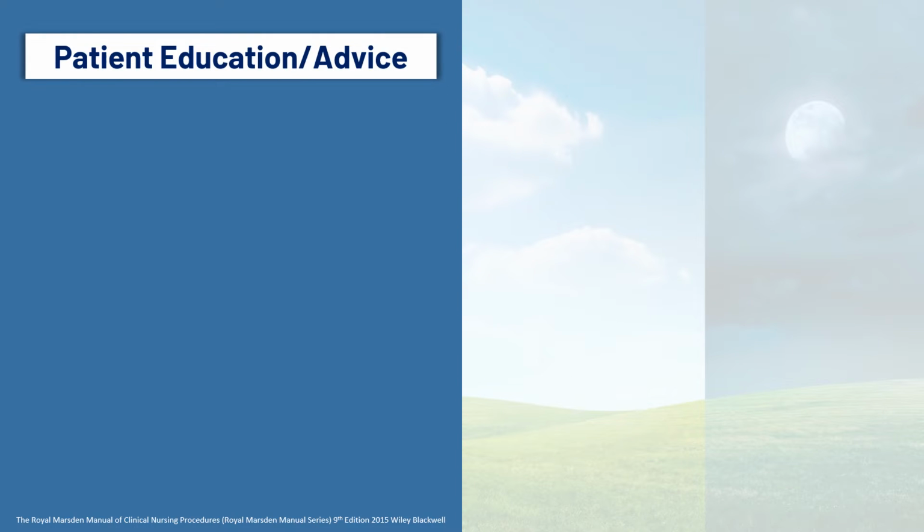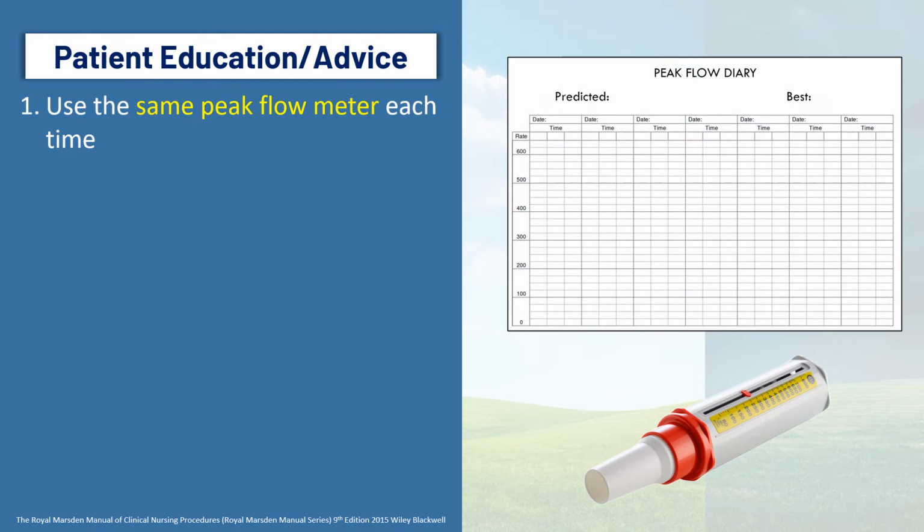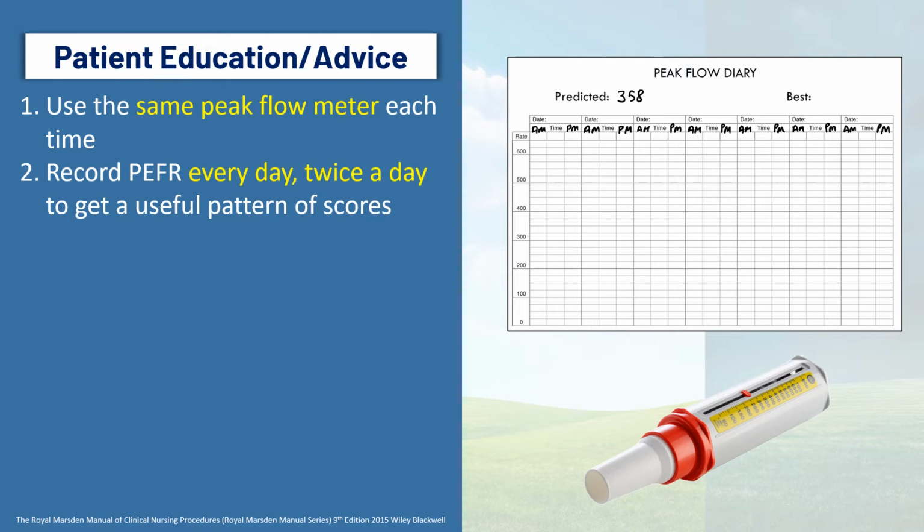Just a little bit of additional patient education and advice for you. Ideally, they should use the same peak flow meter each time. Sometimes within families, if you've got a couple of different people with asthma, they will swap and share equipment. That should be discouraged. The next bit is that we get them to record their peak flow every day, twice a day, to get a useful pattern of scores.